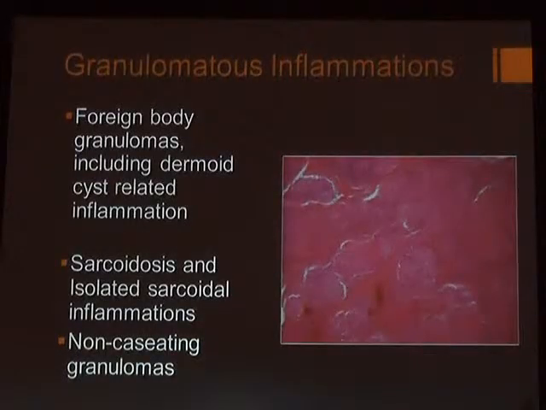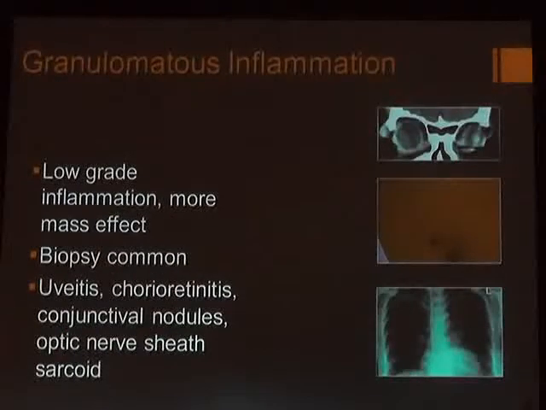Next, we come to the granulomatous inflammations, which could include foreign body granulomas, dermoid cyst-related inflammation, which is very common, and sarcoidosis as well as sarcoidal inflammations. These will have non-caseating granulomas. Very important to know, because given our frequency of TB, we have to differentiate it from the caseating granulomas. These present more with a mass effect, so biopsy is commonly needed.